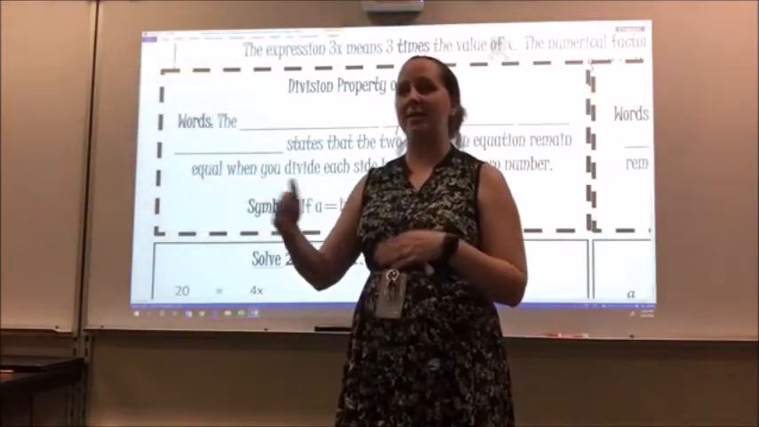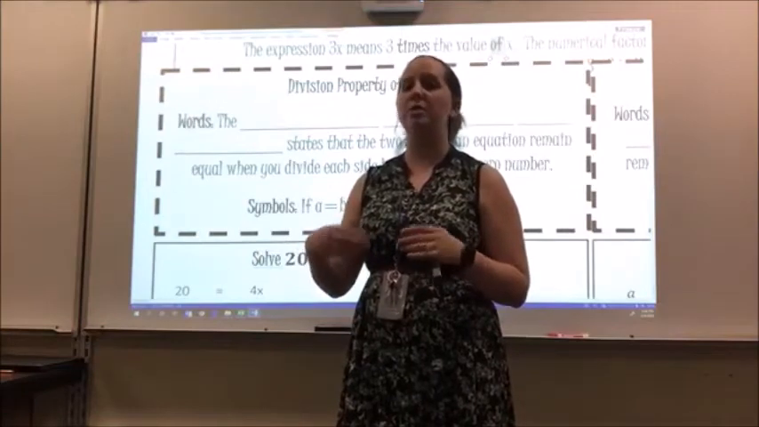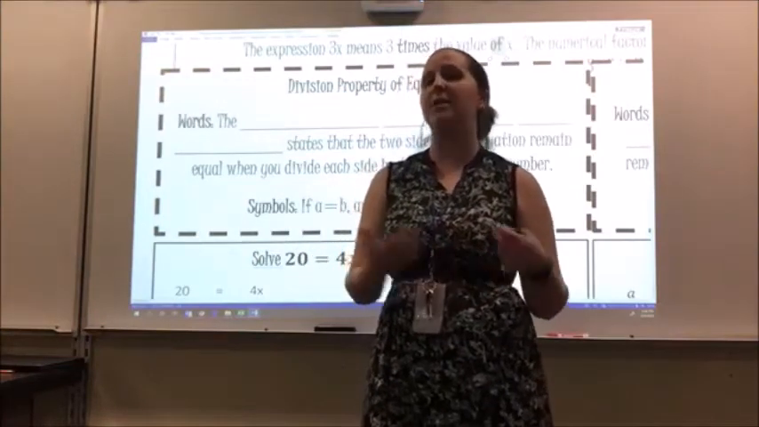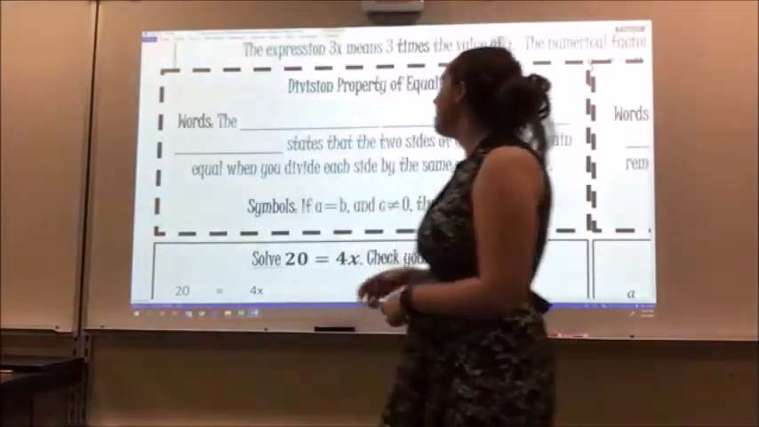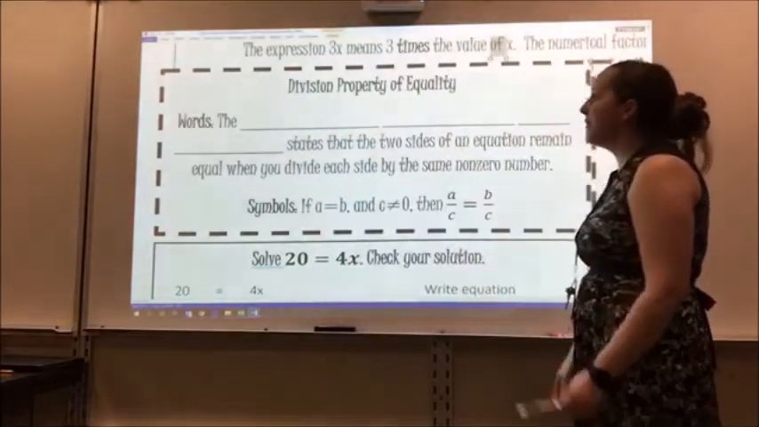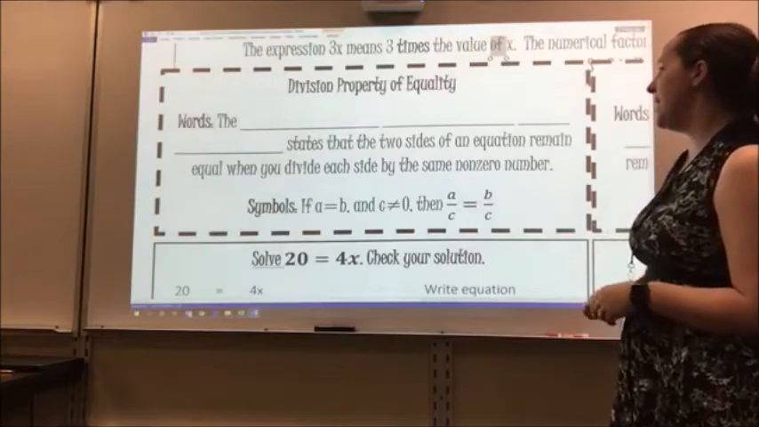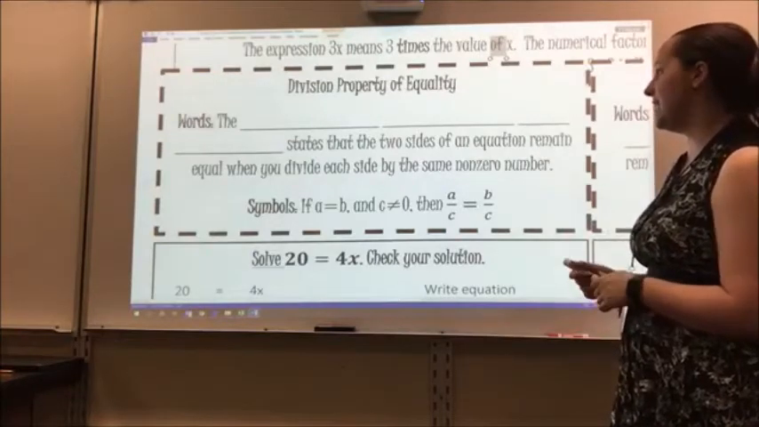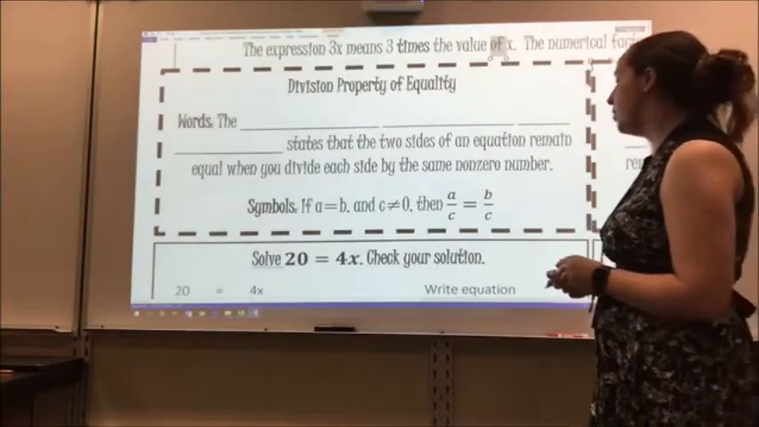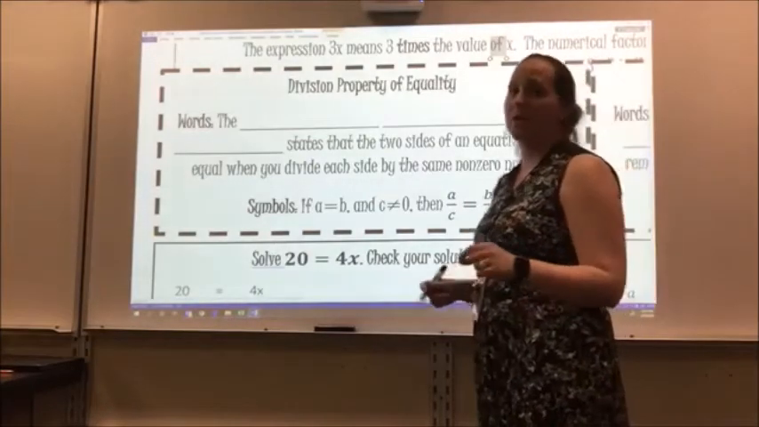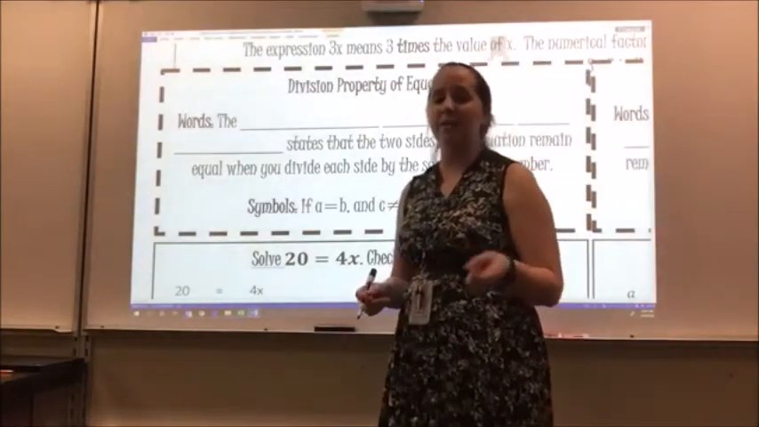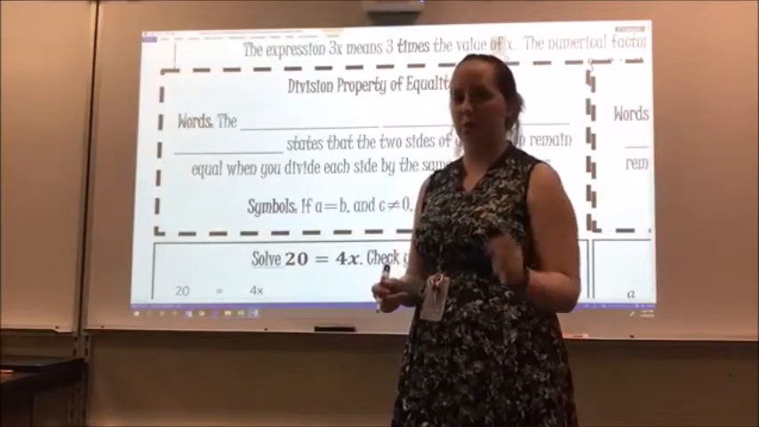So if you're adding something and you want to get rid of it, you're going to use the subtraction property of equality to get rid of that number. Okay? So the division property of equality, the blank, blank, blank, blank, states that the two sides of an equation remain equal when you divide each side by the same non-zero number. Very important that it is non-zero. You cannot divide something by 0. Bad things happen to the universe when you do.